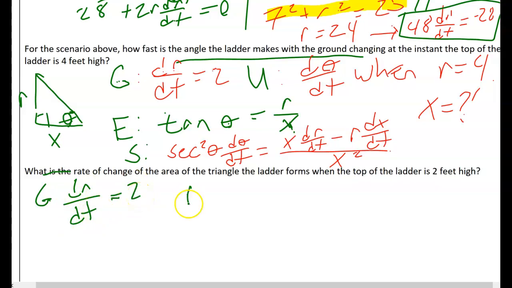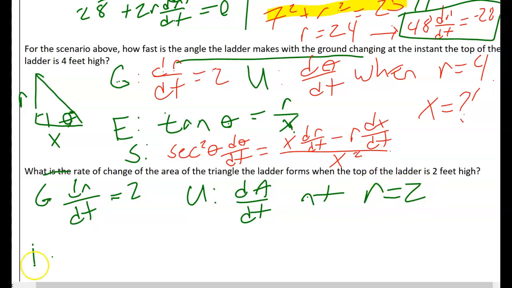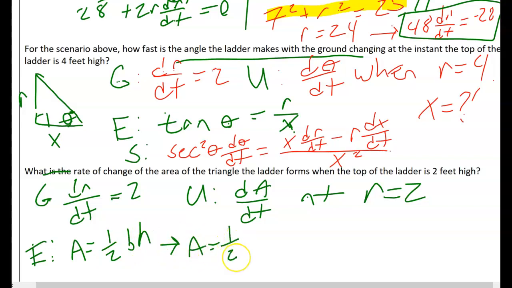Our unknown, well, we want the rate of change of the area, dA/dt, when the top of the ladder is 2 feet high. So that's r equals 2. Our equation, well, we need to relate the area to the sides of the triangle. So our equation is area is 1/2 base times height. And in this context, that is area equals 1/2 r x, right? We call them r and x.